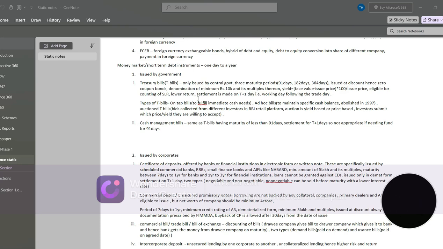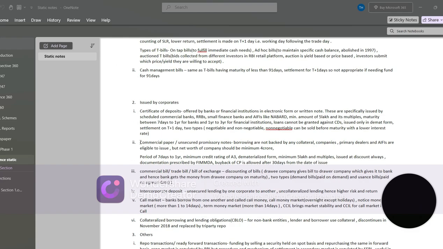Now, second kind of bills are cash management bills. These are the same as T-bills, but they have maturity even lesser than 91 days, and their settlement is also T plus 1 day. And it is not appropriate if you want funds for 91 days, because the settlement will be for a maximum of 90 days. So for 91 days, you cannot keep the fund.